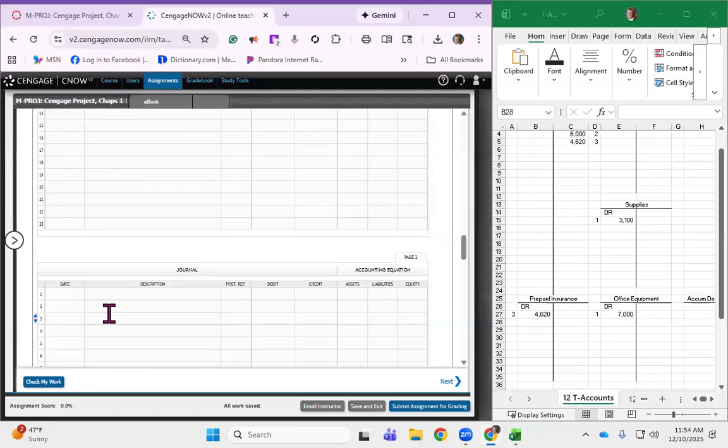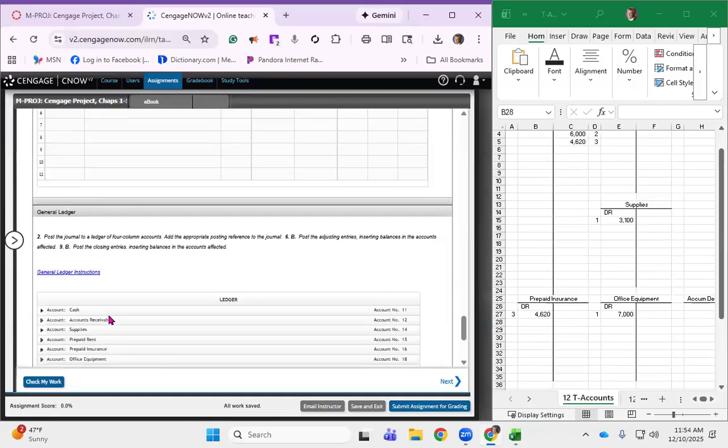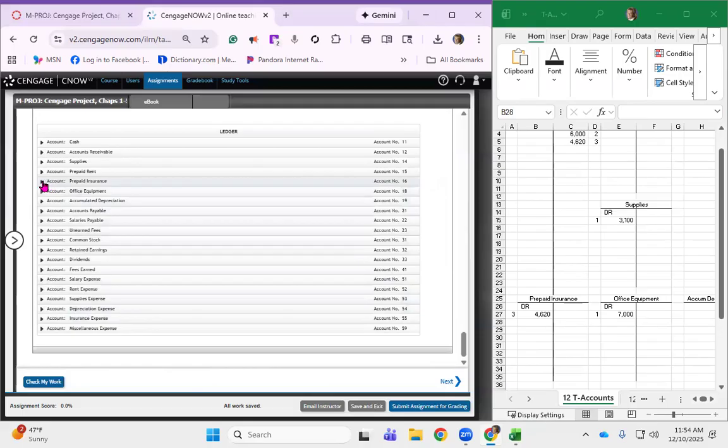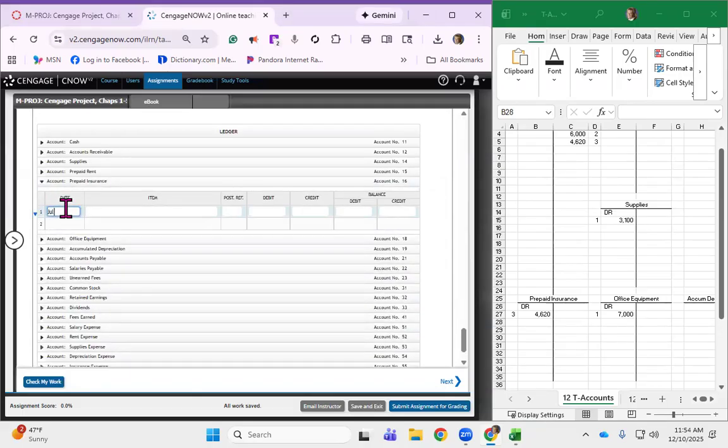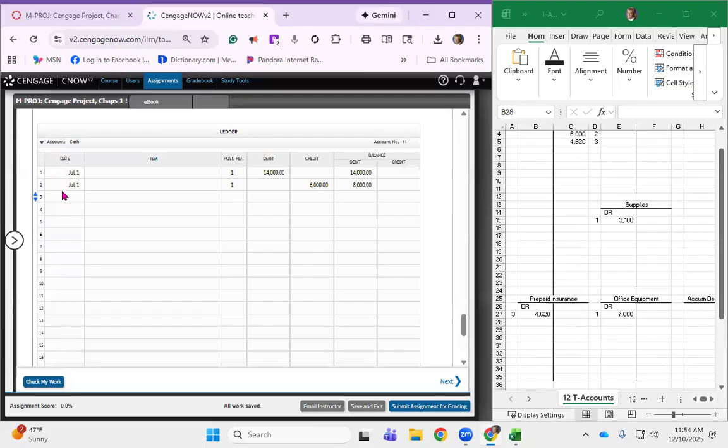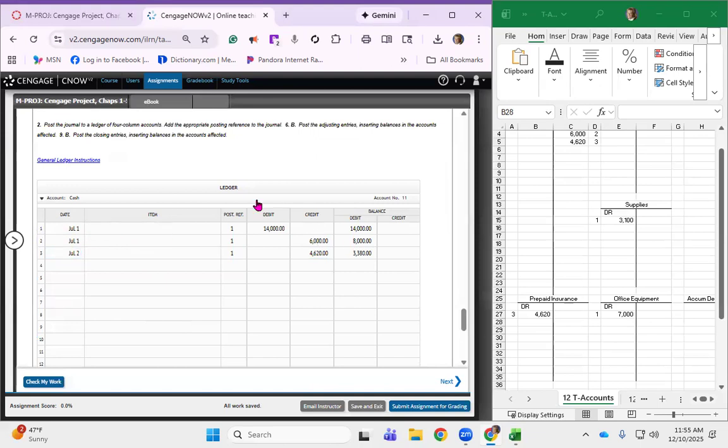Now we're going to go to the prepaid insurance ledger, and this is July 2nd. Post reference page 1 of the general journal for 4620. Now the new balance is 4620. Close that account. Go to cash. This is the third entry in cash. Make sure you're following along from page 1. Down it goes, 4620. So we have a balance of 8,000, and I subtract my 4620. I get 3380 as the new balance in cash.